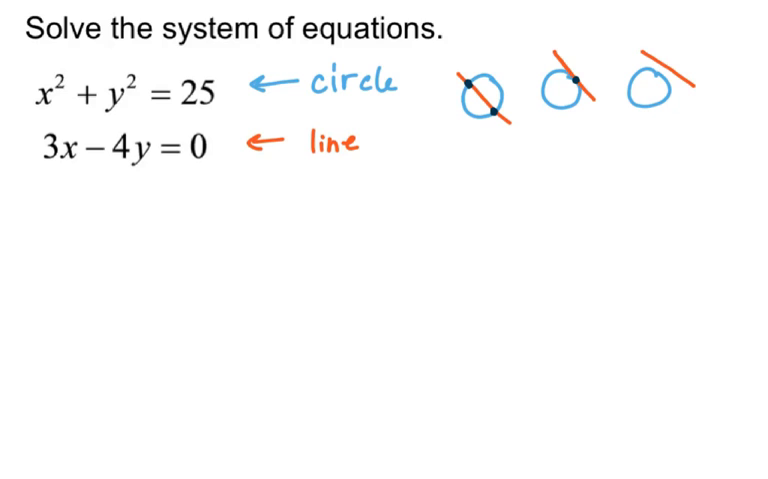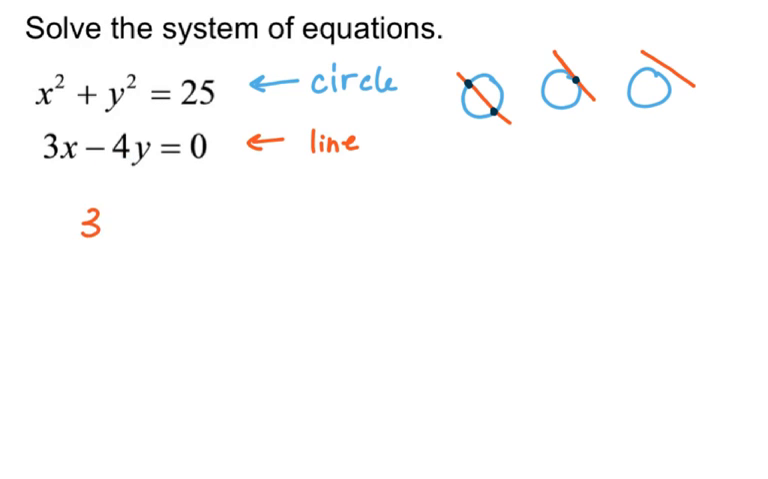In all of these situations, though, essentially there are two answers: two real, one which is repeated, multiplicity 2, or two complex. So as I said, when we are dealing with a line as one of our equations, it's really preferable to use the substitution method.